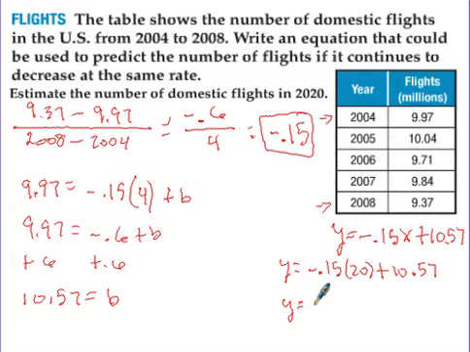Is that negative 3? Negative 3 plus 10.57, is that what it is? 0.15 times 20 would be negative 3. And then plus 10.57. So y equals 7.57.